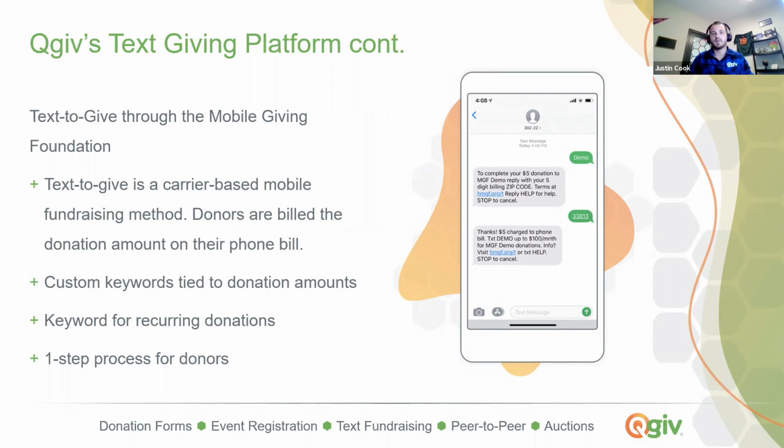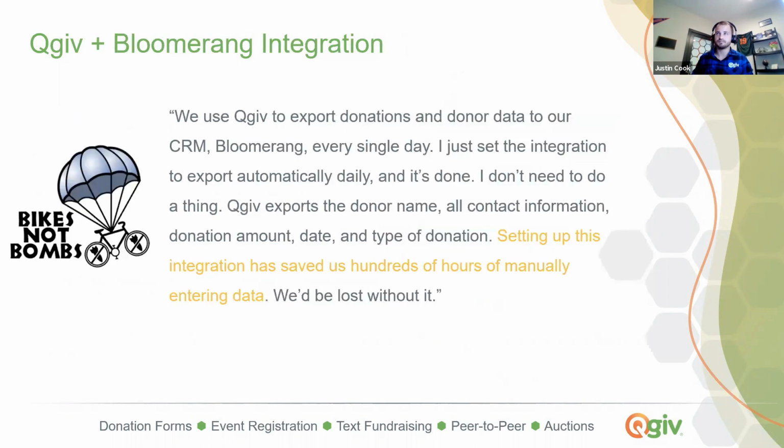So instead of them having to text and then go to the form, all they have to do is send in the text and then reply with their zip code, and it automatically gives the amount and bills it to their phone bill. So another great way for your organization to accept donations from donors as well.